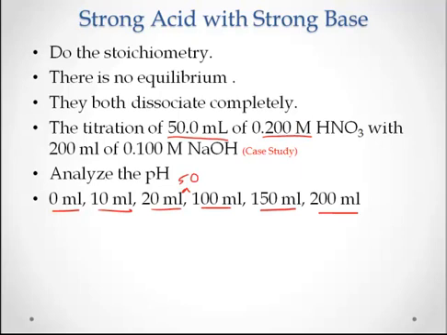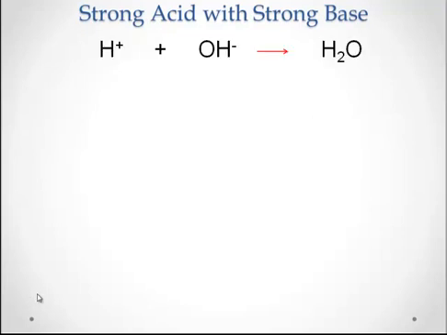Here we go. So let's look at, I just wrote out the reaction, what's going to happen. Now the reason I just have H+ and OH- is because, again, what are we dealing with here? We're dealing with the strong acid and the strong base, so this is essentially our reaction. We're just going to make some water. So let's imagine that we've got, let me go back.